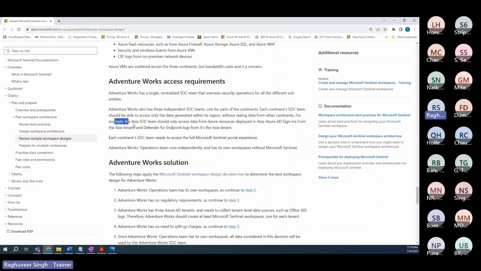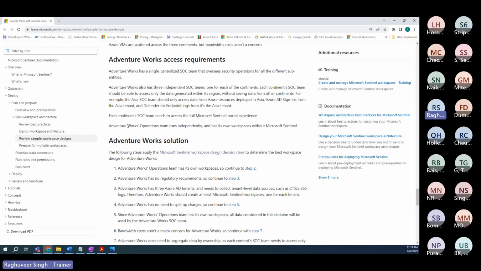For example, the Asia SOC team is only able to see the data from Azure resources deployed in Asia, Azure AD sign-in logs from the Asia tenant, and Defender for Endpoint logs from its Asia tenant. Each continent SOC team needs to have access to the full Microsoft Sentinel portal experience, and the AdventureWorks operations team runs independently and has its own workspace with Microsoft Sentinel.